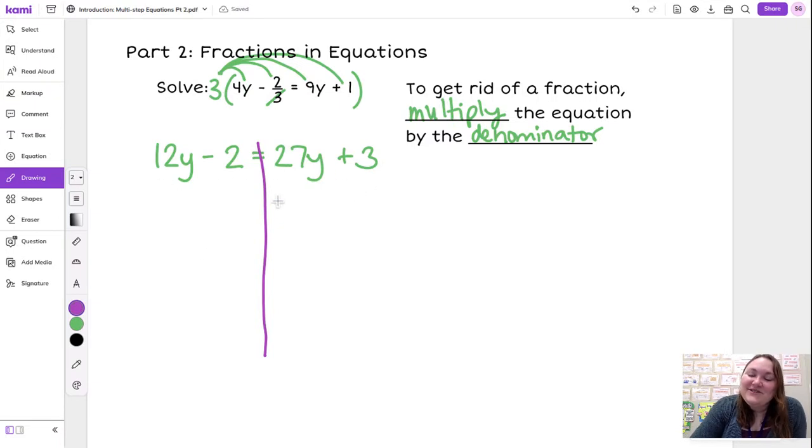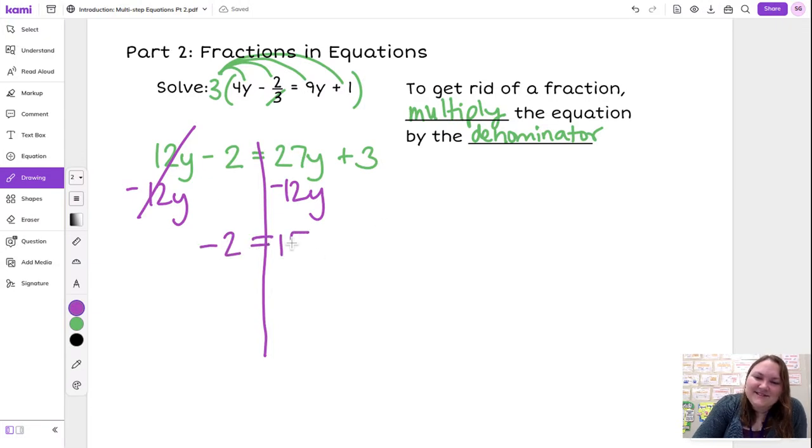So for this equation, there's nothing I can simplify. I can't do 12y minus 2. I can't do 27y plus 3, so I need to move my variable to one side. I'm this time going to subtract 12y on both sides. If you subtracted 27y, it should give you the same answer. When we do that, that gives me negative 2 equals 15y plus 3. And there's my 2-step equation I need to solve.